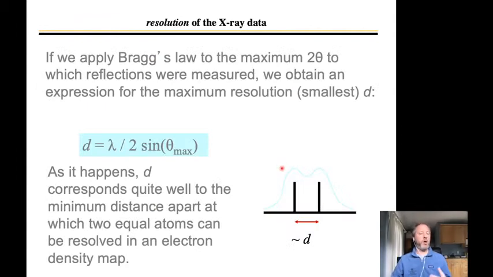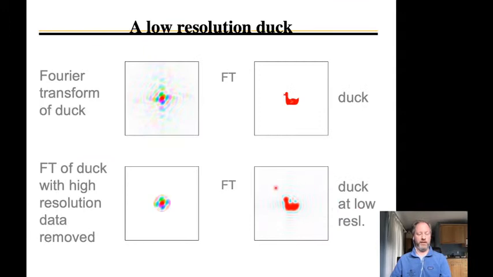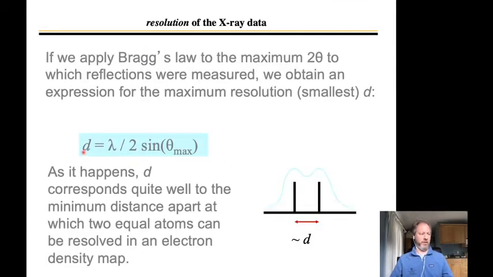And so for a small molecule chemist like myself, what we want is atomic resolution. This line spacing should be on the order of an angstrom. Otherwise, we're not going to be able to see individual atoms resolved. We're going to see them blurred together. And so the resolution distance is lambda over 2 sine theta max. And I'll talk about that resolution later when I show you some real structures at the end.